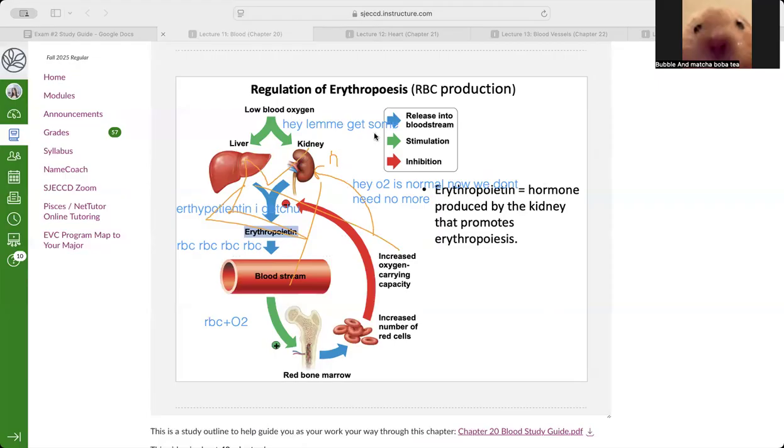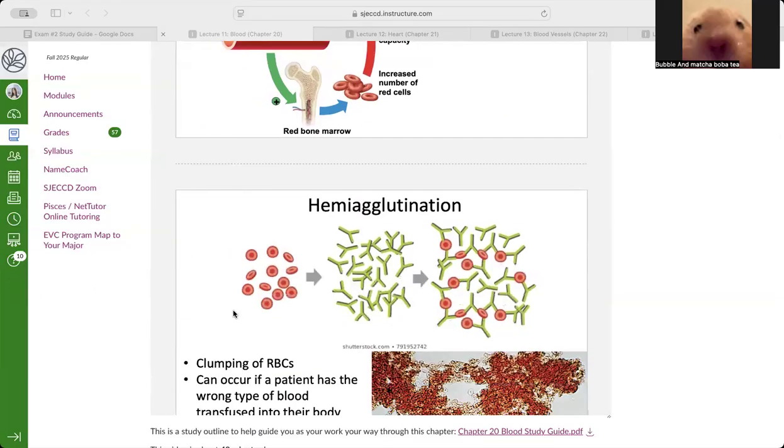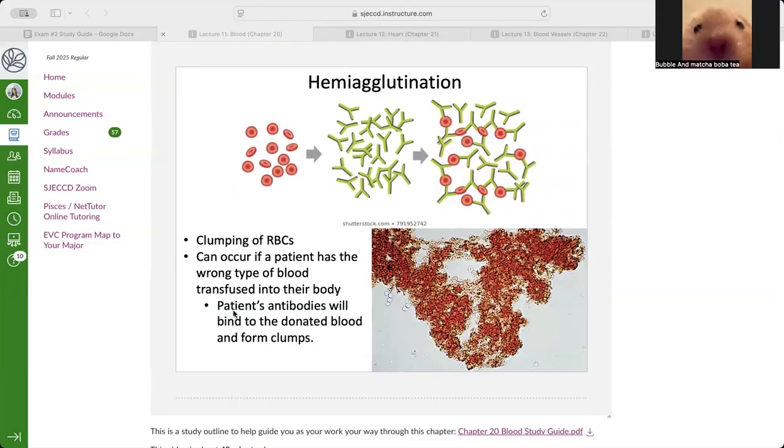Kidney's like, let me get some. And erythropoietin's like, I got you. Let me get some red blood cells. Red blood cells like, okay, let me get some oxygen. And then the kidney's like, I see you got enough. And then they just stop. That's a negative feedback loop. So that's it. Okay, so hemocoagulation.